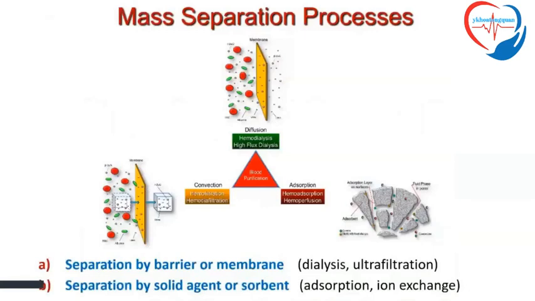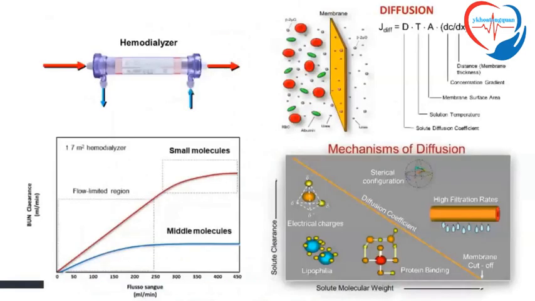What are the mechanisms that we are using? We have seen before, basically, we use separation by a membrane or separation by a solid agent, and here are the mechanisms. In dialysis, we mostly use diffusion, and indeed, you see that for small molecules, this is an excellent method of removal. If you increase blood flow, you can get very high clearance. But unfortunately, the diffusion coefficient for molecules tends to decrease significantly as the solute molecular weight increases.